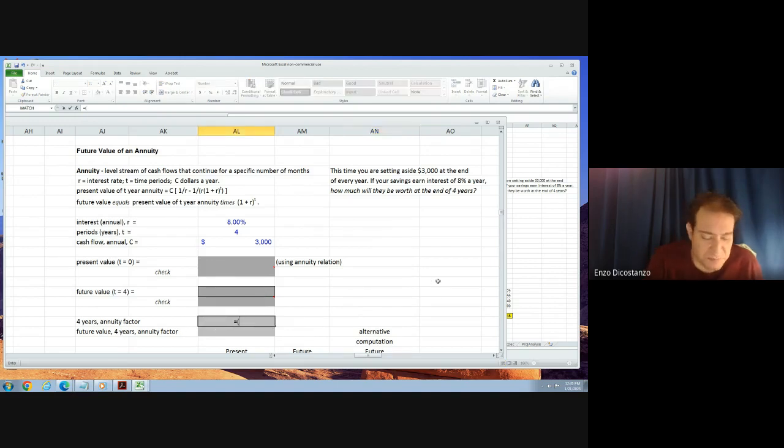So we're going to say equal to, parenthesis. Remember this. Hopefully, you guys working with these formulas, this shouldn't be too big of a deal anymore, right? It's just 1 over R minus 1 over R times 1 over 1 plus this thing to the fourth power, at the 8%. Okay, that's it. That's your annuity factor, 3.31.